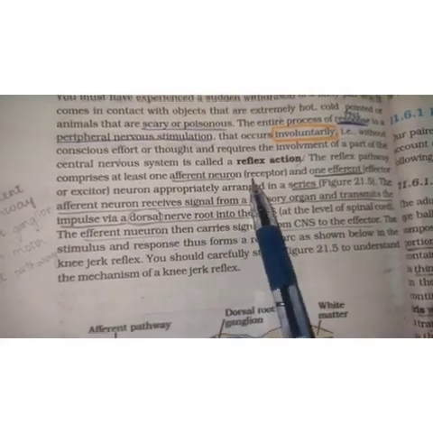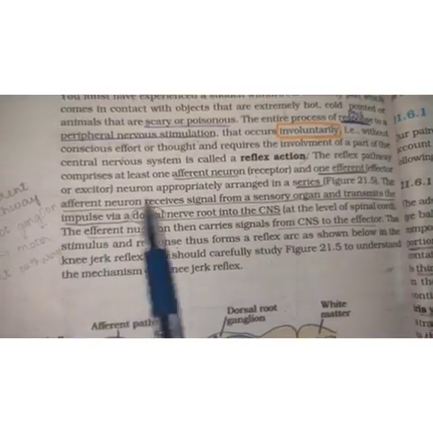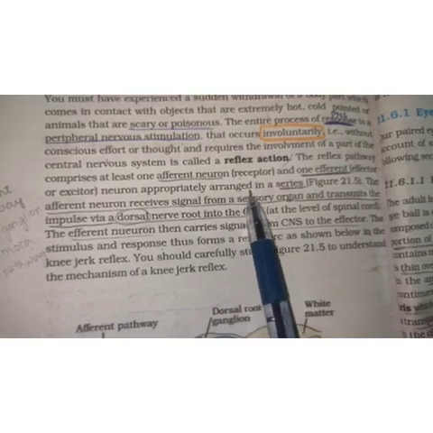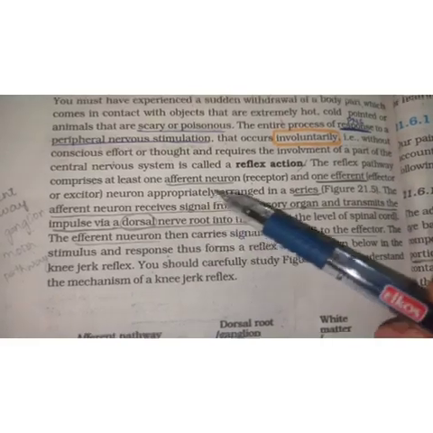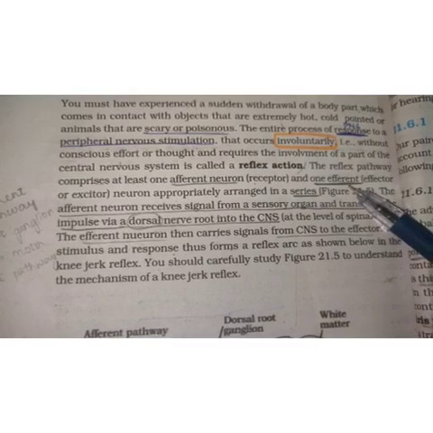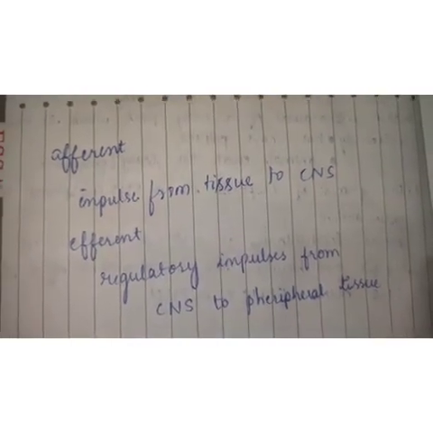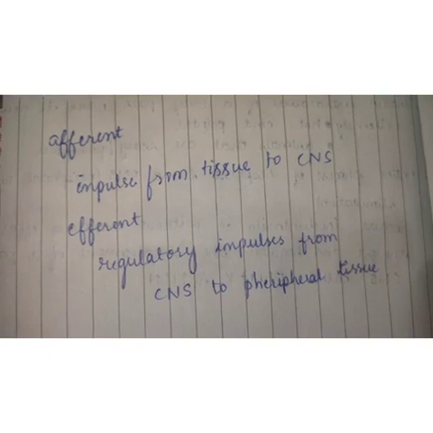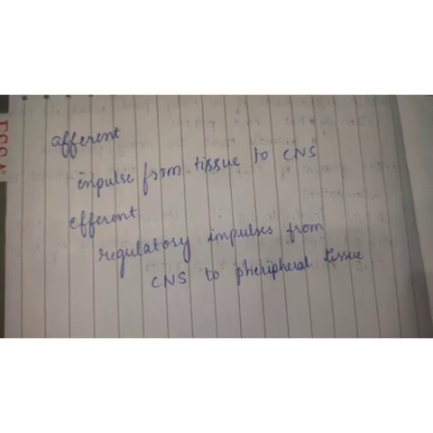The reflex action pathway comprises at least one afferent neuron, the receptor, and one efferent neuron, the effector or exciter neuron, which are arranged in series. These afferent and efferent neurons are PNS neurons, two types of PNS neurons. The afferent neuron passes impulses from tissue to the CNS, and the efferent neuron is an exciter or effector which passes regulatory impulses from the CNS to peripheral tissue.